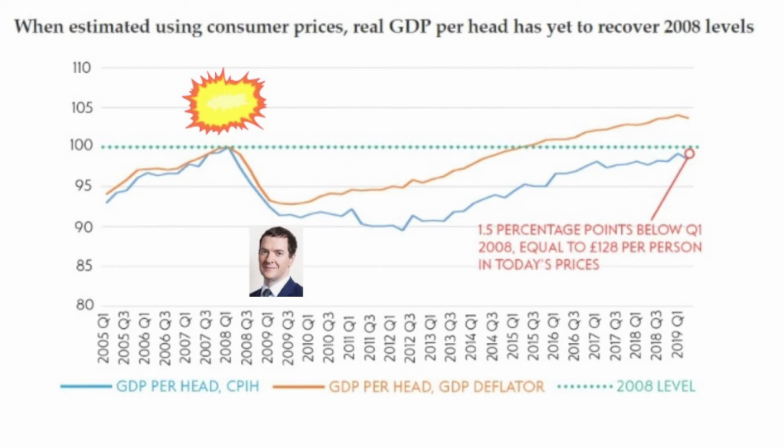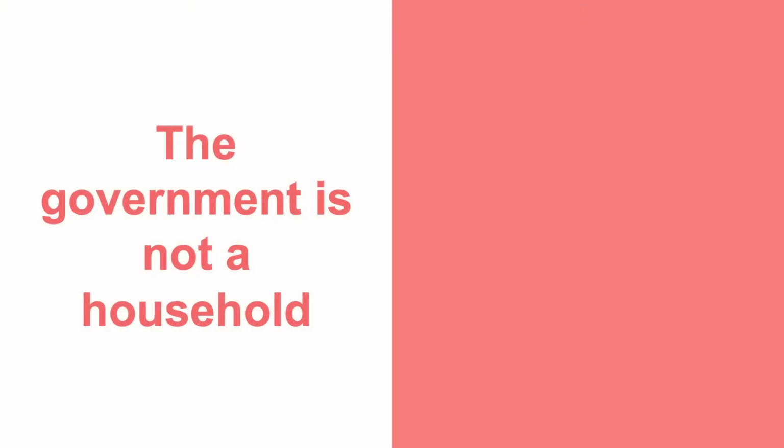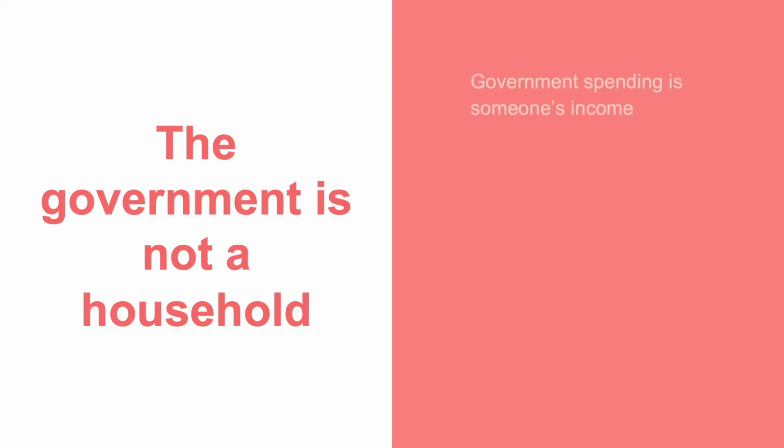And the reason for that is that government spending is not like household spending. So we hear a lot that we control household budgets and therefore it's more responsible to control government budgets. But that's not true of government budgets, because government spending is not like household spending. Government spending is someone's income.